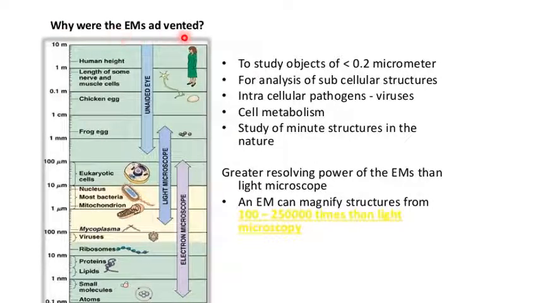Why was the electron microscope invented? Here are different structures. These are macrostructures, which we can see with our unaided eye. With a light microscope, bigger structures can be seen, and structures of 100 nanometers and below can only be visible with an electron microscope.